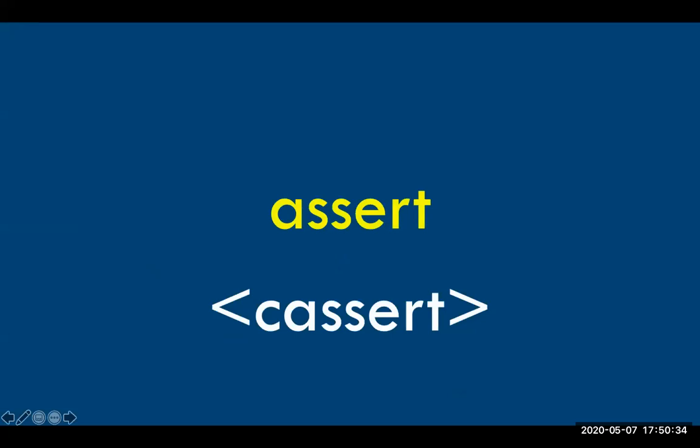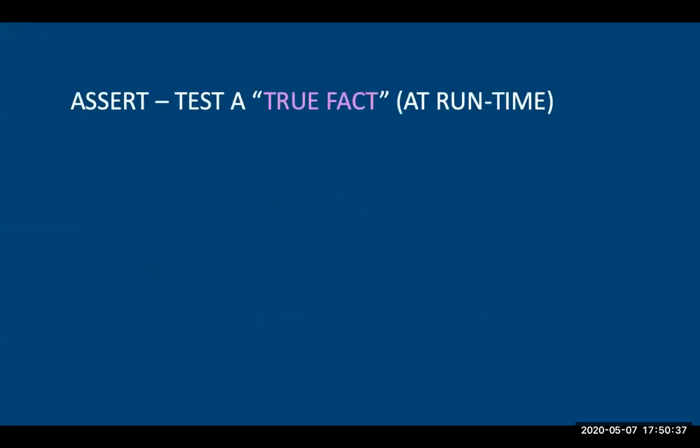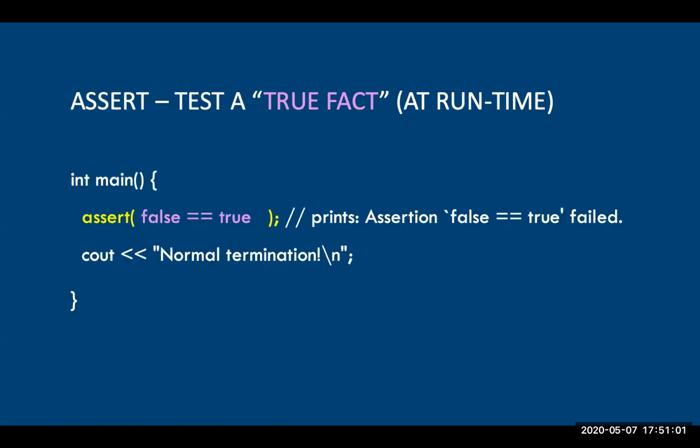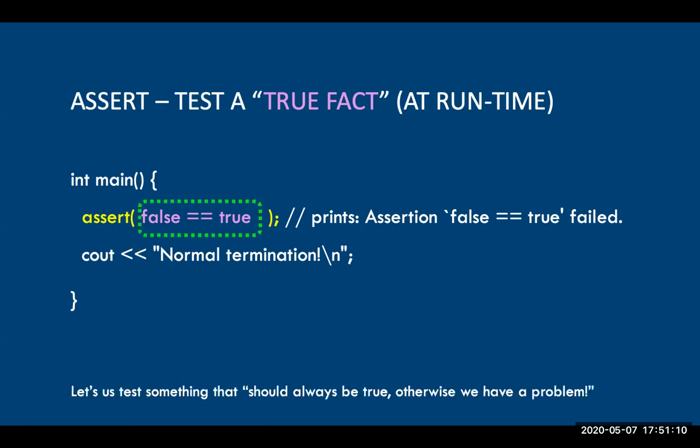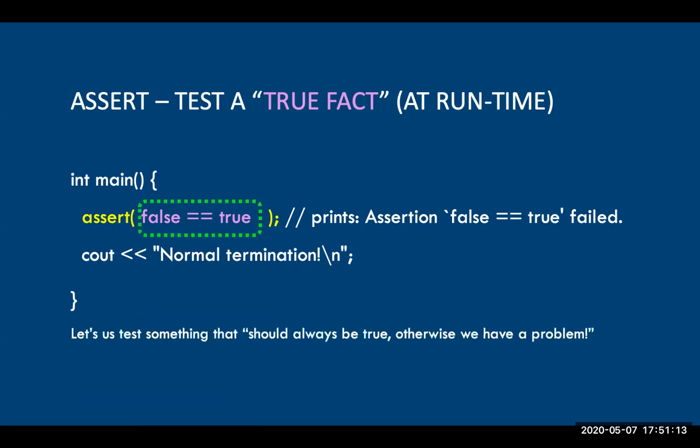So assert is an interesting animal. It allows us to verify some true fact at runtime. It's kind of the equivalent of checking to make sure gravity is still there. You figure out something that should absolutely be true, and then we put an assert in our code to test the truthness of that. And if that truthness fails, then we know something has gone horribly wrong. So we might say something like: assert false equal true, right? That, of course, is going to exit the program, because false is never going to be equal to true. And if that fails, then we're going to exit the program with an assert.